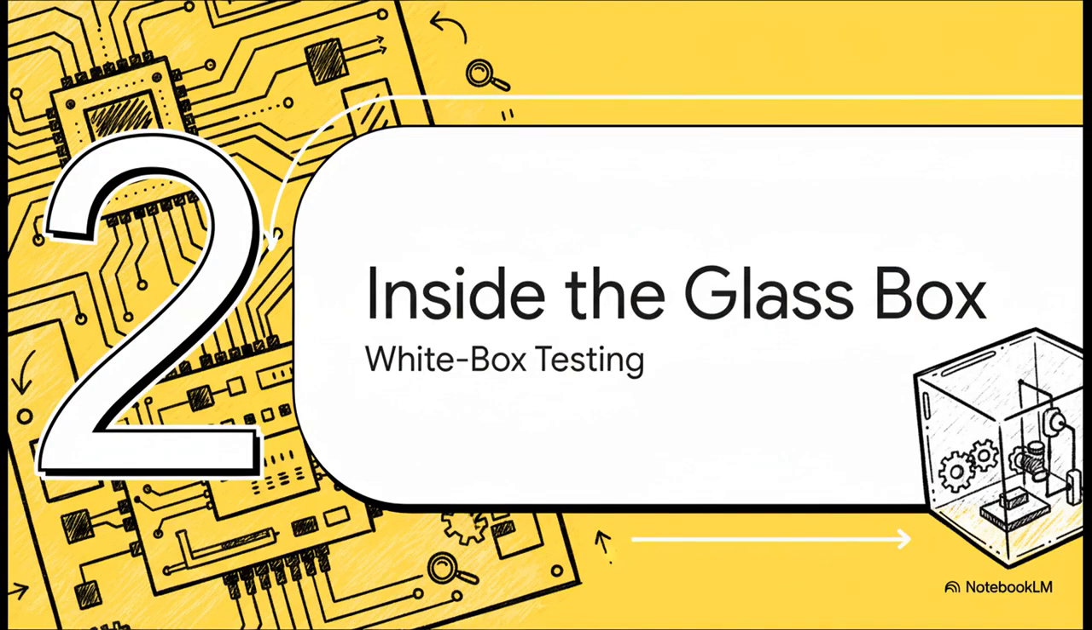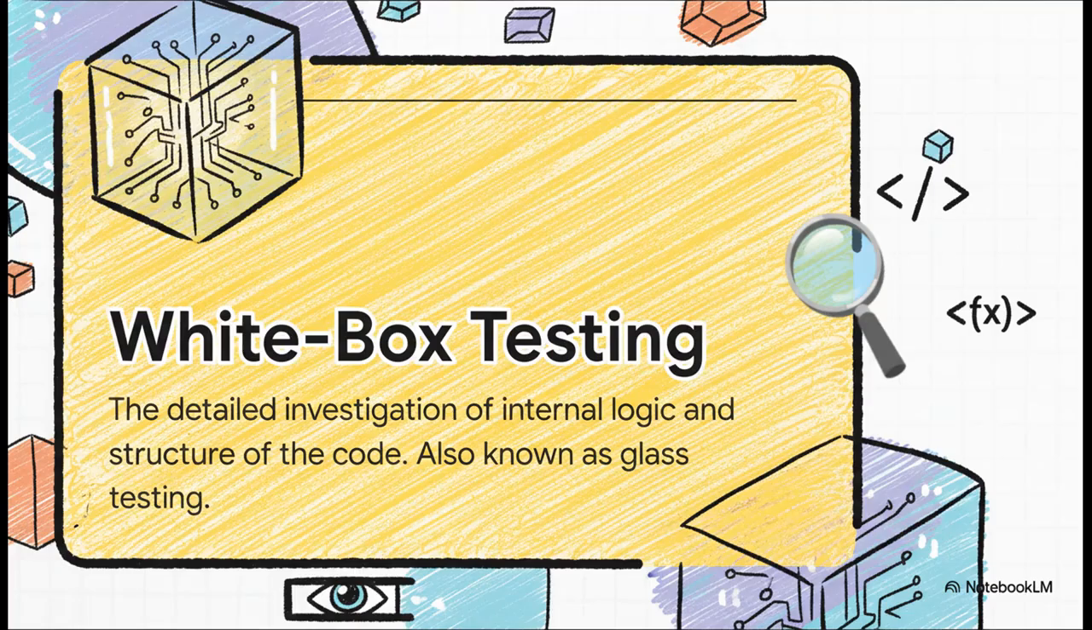So if that's the mystery box, what happens when we can see inside? Let's switch gears and talk about the glass box, or what the pros call white box testing. And yeah, this is the complete opposite of what we just talked about. White box, or glass box, or open box testing is all about a super detailed investigation of the actual code itself. The tester isn't acting like a user anymore. They're more like a mechanic who has the car's hood wide open and is staring right at the engine.